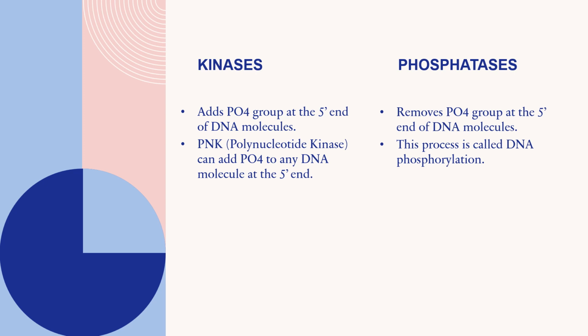So these are the differences between kinases and phosphatases. Kinases add PO4 group at 5' end of DNA molecules, and phosphatases remove PO4 group at 5' end of DNA molecules. PNK, meaning polynucleotide kinase, can add PO4 to any DNA molecule at 5' end. The process of removal of PO4 at 5' end is called dephosphorylation.